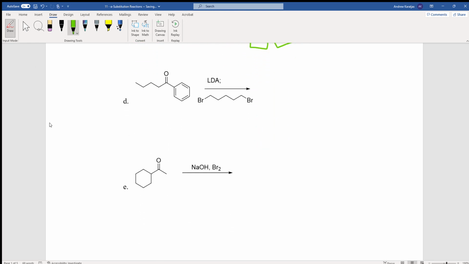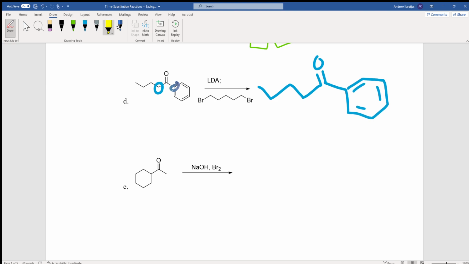Part D is very similar to part B. Again, we have one of our alpha carbons, this one here, that has no hydrogens. So that means we know the substitution has to take place here. The only difference is that our electrophile has two halogens, one at each end.